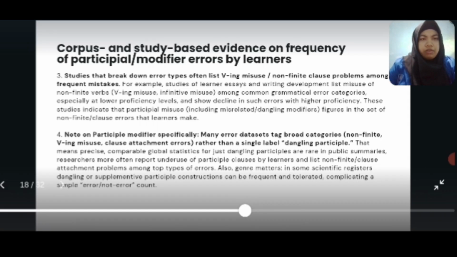That means precise, comparable global statistics for just dangling participles are rare in public summaries. Researchers more often report underuse of participle clauses by learners and list non-finite clause attachment problems among top types of error. Also, genre matters: in some scientific registers, dangling or implicit participle constructions can be frequent and tolerated, complicating a simple error-or-not-error count.